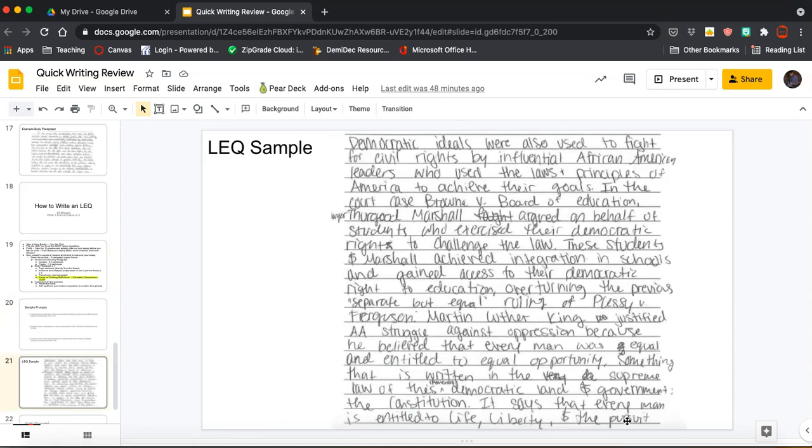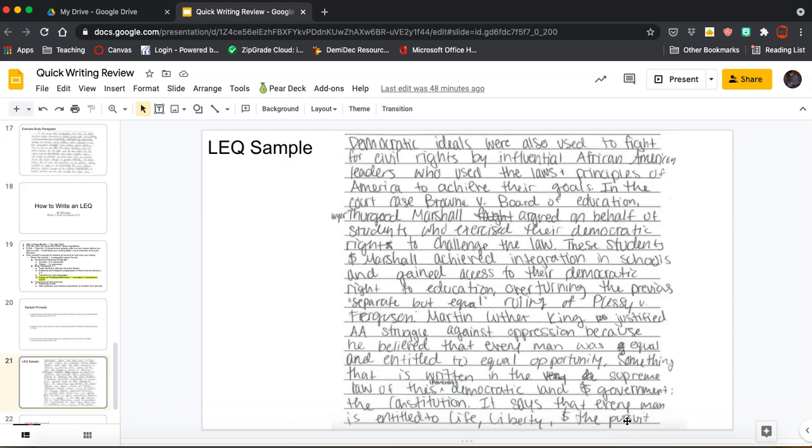This is a body paragraph from an LEQ. Again, this goes back to the democratic ideals and the African American civil rights movement. Democratic ideals were also used to fight for civil rights by influential African American leaders who used the laws and principles of America to achieve their goals. In the court case of Brown versus the Board of Education, check, there's one piece of fact. Thurgood Marshall argued on behalf of the students to exercise their democratic rights to challenge the law. See how they used that, and they explained how it was democracy.